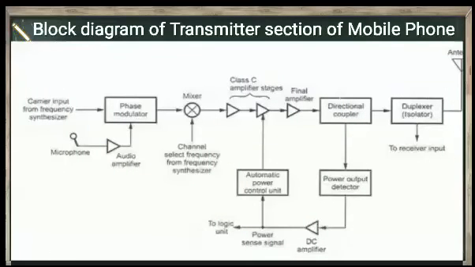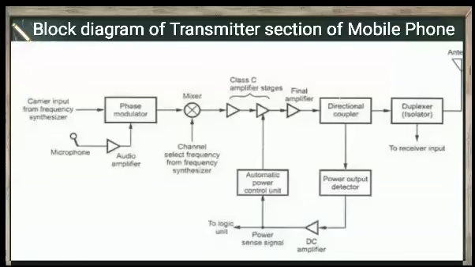This is a general block diagram of the transmitter section of a mobile phone, which consists of these 5-6 blocks and an antenna. The input comes from the frequency synthesizer, a section we discuss in the next part. The phase modulator gets its input from the microphone and audio amplifier. Then the mixer section also gets a frequency from the frequency synthesizer.